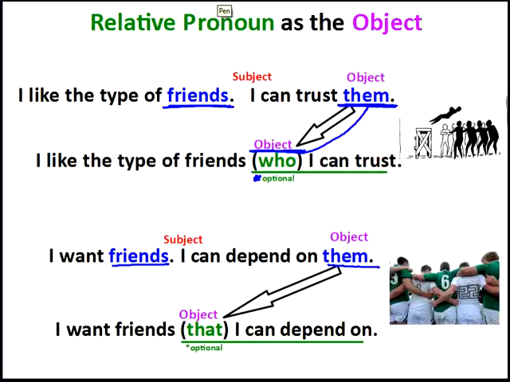Okay? Again, I'm taking my object them, replacing it with my relative pronoun that. And again, because this is the object of my relative clause, I don't need to use it. It's optional. I can read it this way: I want friends I can depend on. And that's completely fine. That's completely okay. So this is what it looks like as the object of the relative clause, using my relative pronouns.